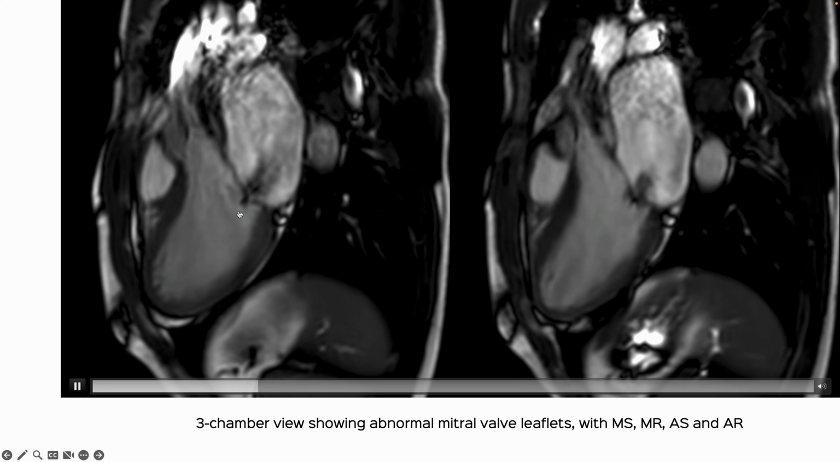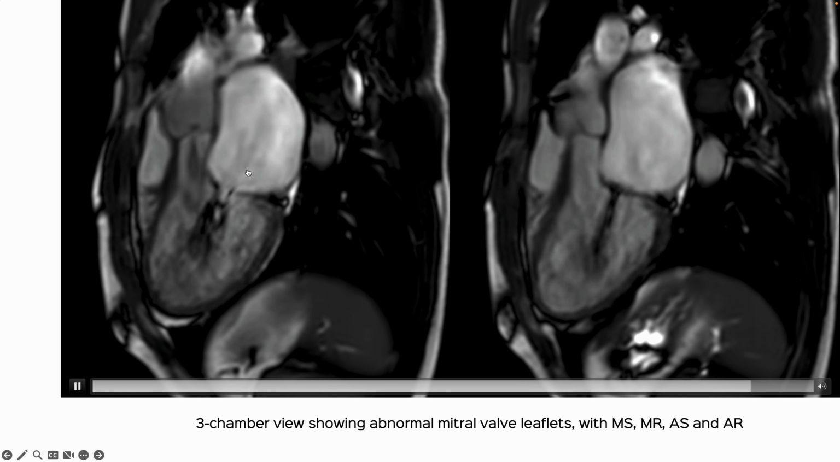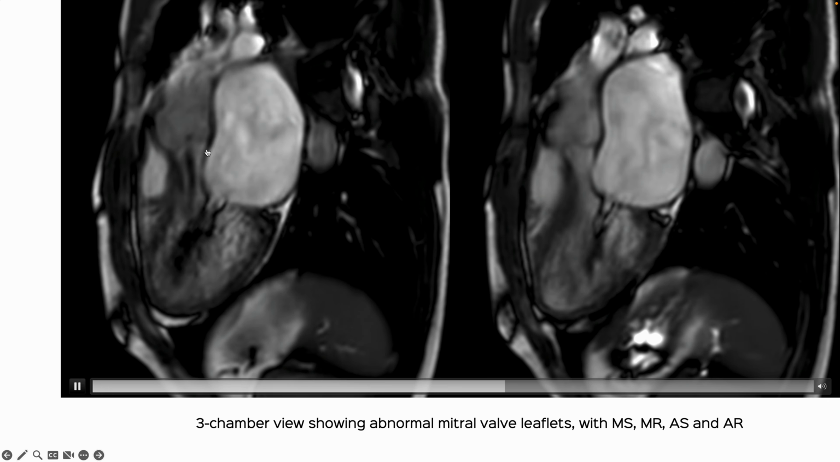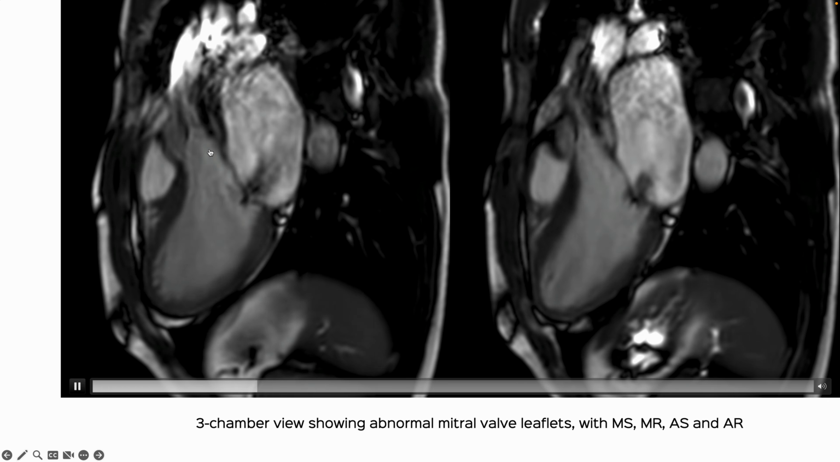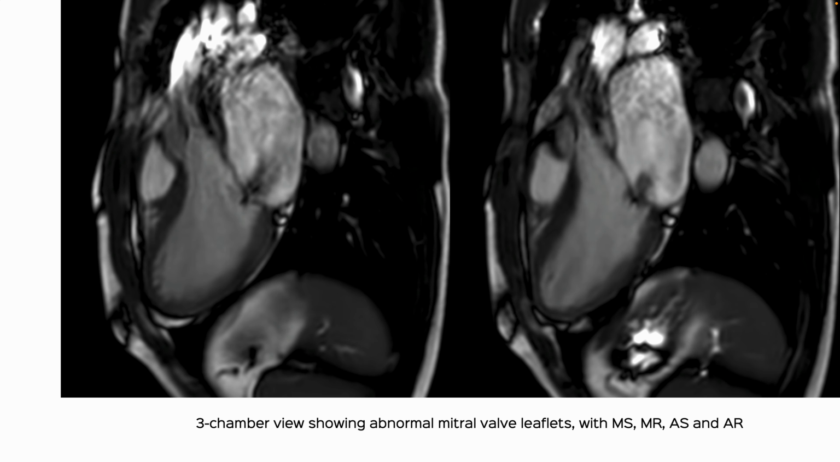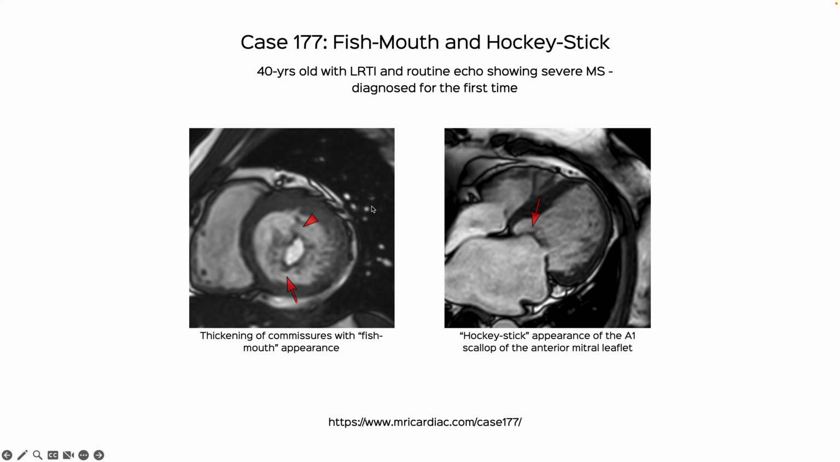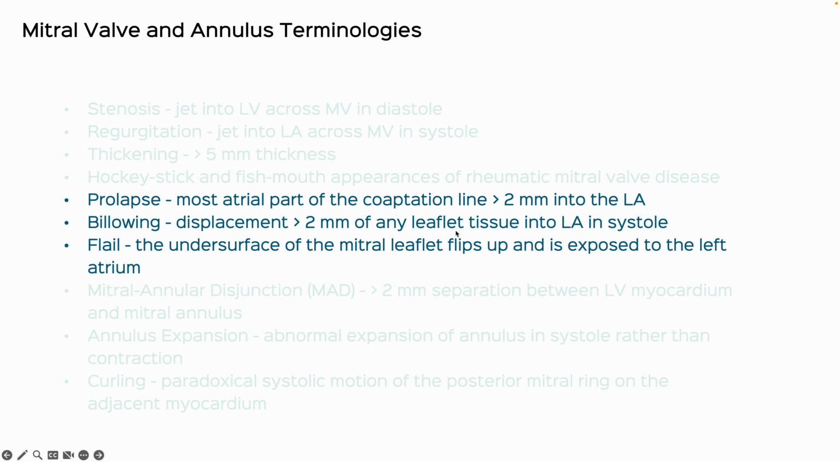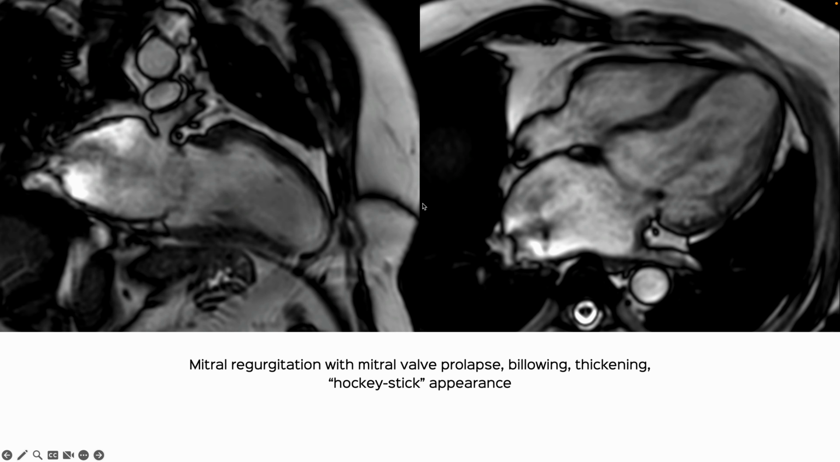And the three chamber shows everything. It shows the MS, the MR, the AS, and the AR. So this patient had involvement of the aortic valve and the mitral valve. And that was the case that I'd put up at mricardiac.com, which actually sparked this entire post on mitral valve disease, because I started with rheumatic heart disease and I said, let's just tease out everything else. So then what about prolapse, billowing, and flail?